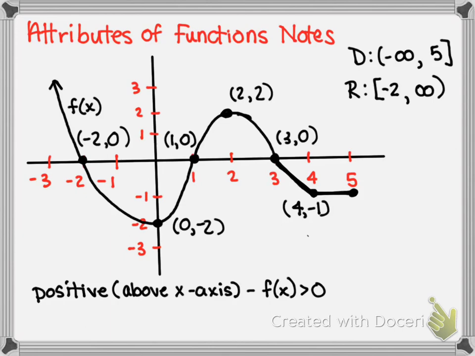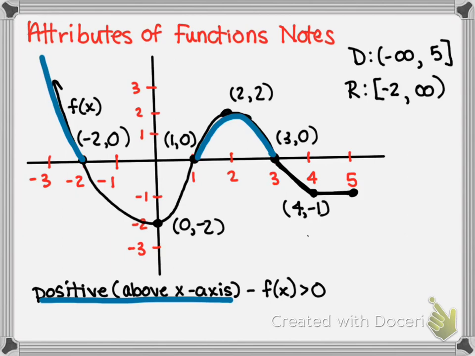So let's go ahead and color code. I'm going to use a highlighter. You can use a colored marker. I'm going to color code everywhere this graph is above the x-axis. So I'm color coding here and here. And then I'm just going to color code the word positive. Okay, so let's go ahead and write down those intervals where the graph is positive.